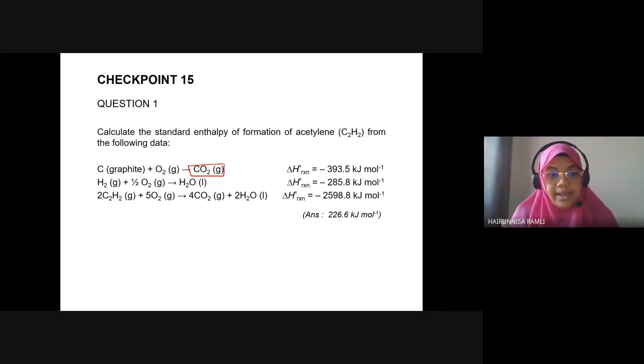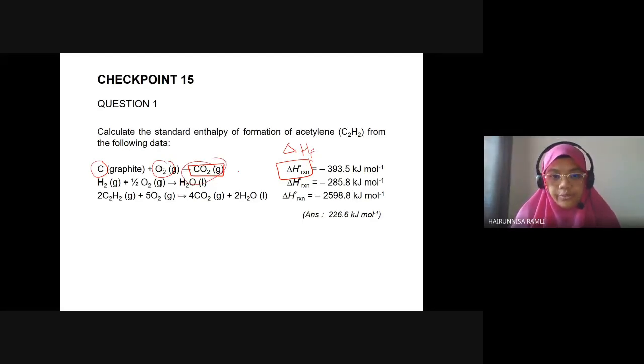The answer is yes, because CO2 one mole is produced from carbon graphite and also O2, both elements. So here we can say it is the enthalpy of formation of what? Of CO2, not of oxygen, of CO2. Okay, how about this one? Water, again yes, because this oxygen is also a standard element, hydrogen also a standard element. So this enthalpy of reaction I can also say is an enthalpy of formation.